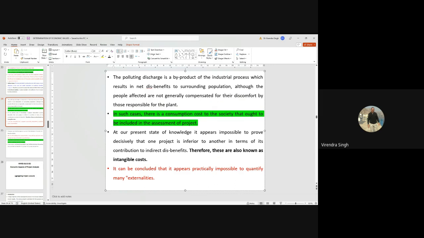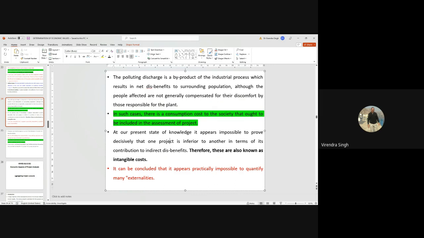In financial analysis, we just consider the market prices of goods and services used or produced, without making any adjustment between the market price and the economic price, just taking into consideration the direct costs and benefits, ignoring the intangible costs and benefits. But from the social benefit cost analysis point of view, these are important.